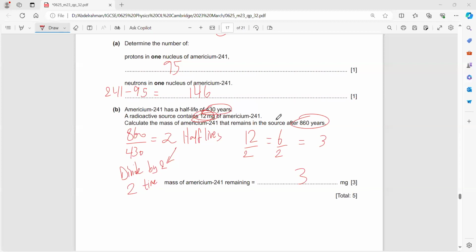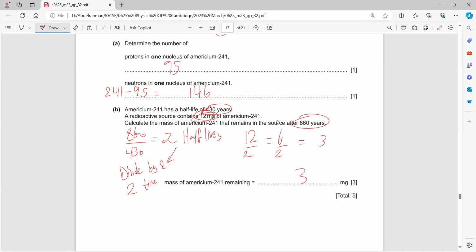So 860 divided by 430 is 2. What is 2? 2 half-lives. What do I mean by 2 half-lives? It means that the initial mass, the initial count rate, the initial radiation will be halved. How many times? 2 times. 12 divided by 2 is 6. 6 divided by 2 again is 3. That's it. So the final result after 860 years is 3 milligrams.